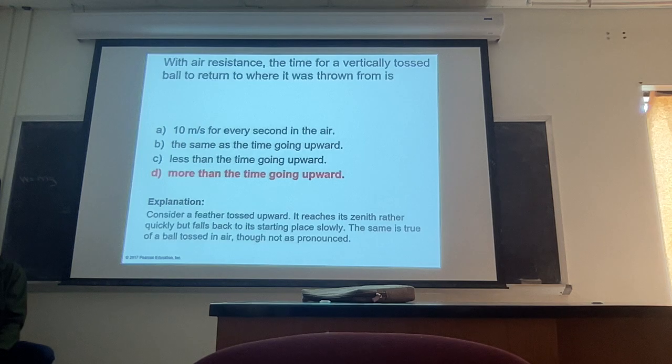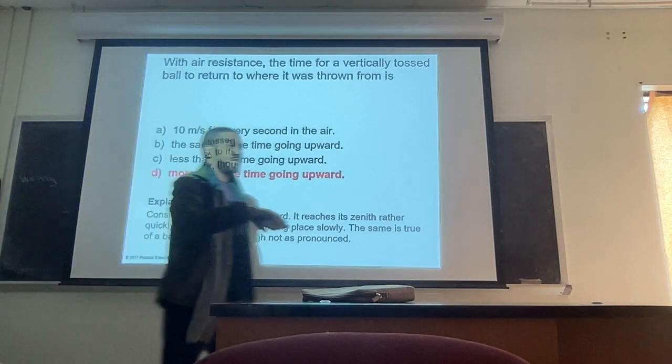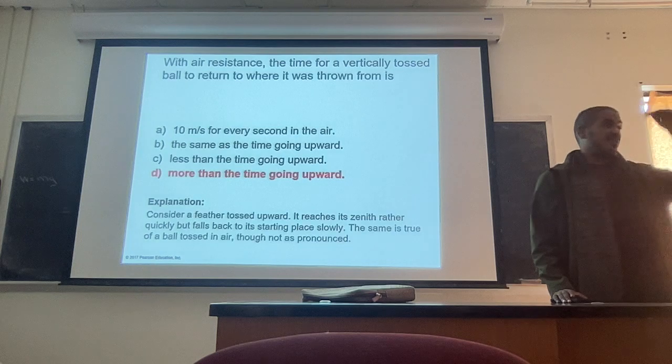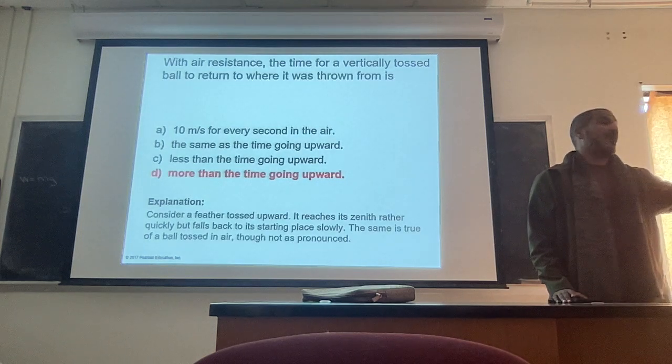It lost me because it's comparing a ball and a feather, and we just talked about how those are two different things. So let's see: more than the time going upward, that is the time for a vertically tossed ball to return to where it was thrown. Maybe a different explanation, because that explanation I can't do. If there's no air resistance, then it's the same, right? The last question said it was the same going up and coming down without air resistance.